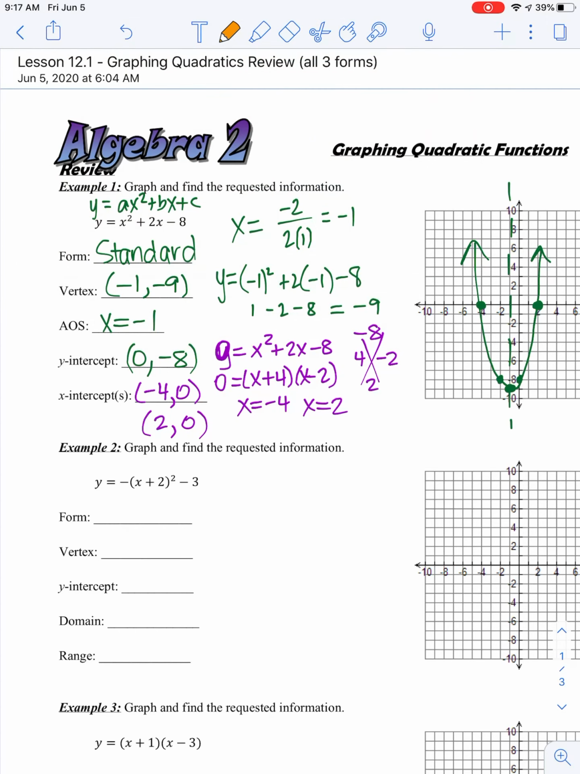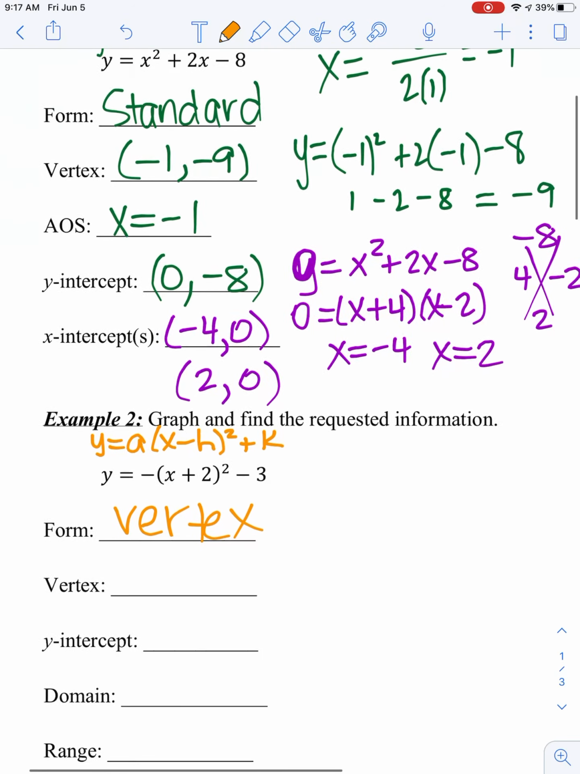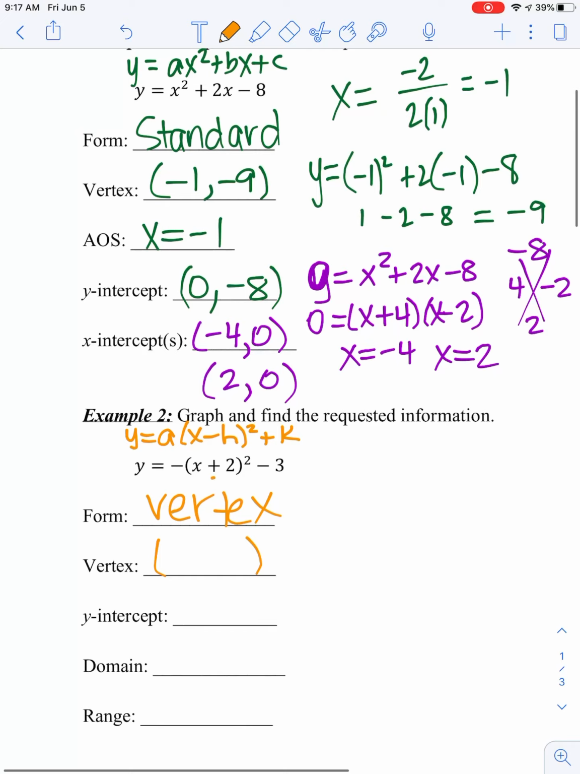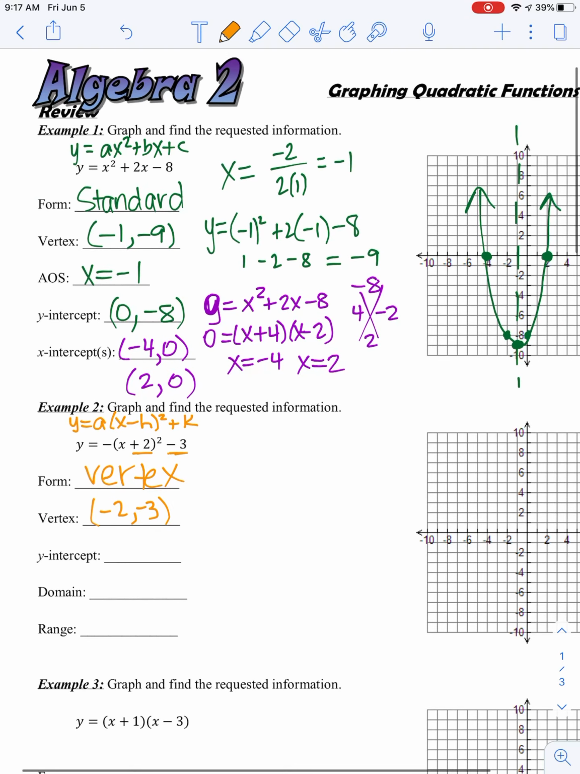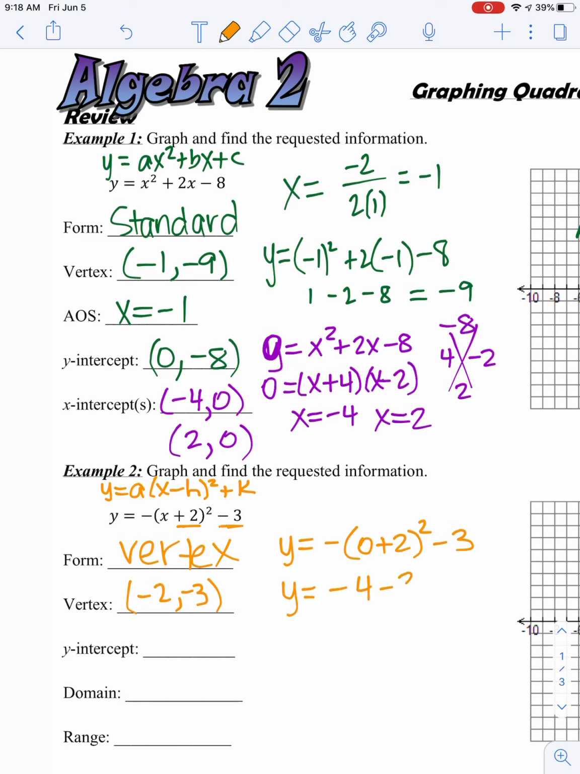Next example is in vertex form. We know vertex form is where we have y equals a times x minus h squared plus k. So the vertex is easy to identify. We look at the h and the k, negative 2, negative 3. For the y-intercept, we have to do a little bit of work. We have to plug in a 0 for x, so y equals negative 0 plus 2 squared minus 3. So 2 squared is 4, so I have negative 4 minus 3, which is negative 7. So 0, comma, negative 7.